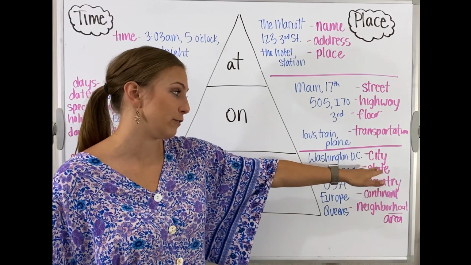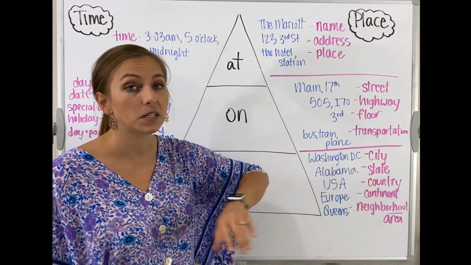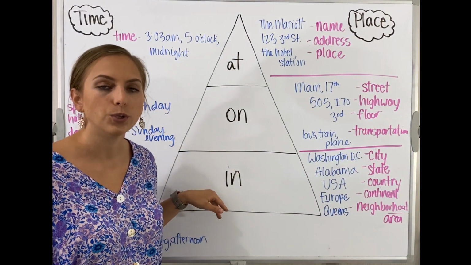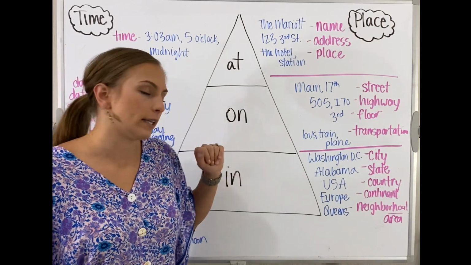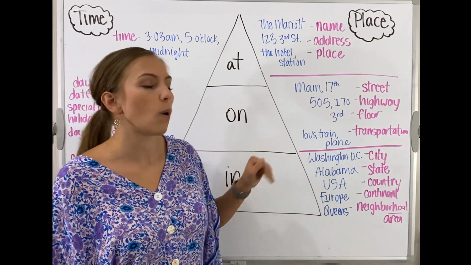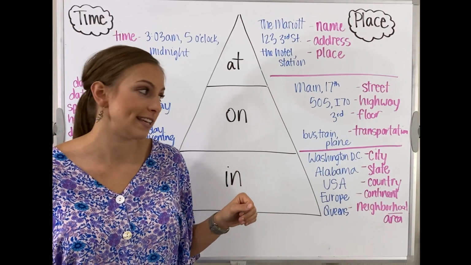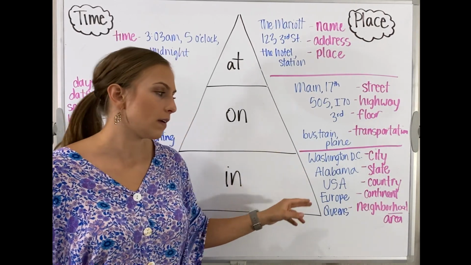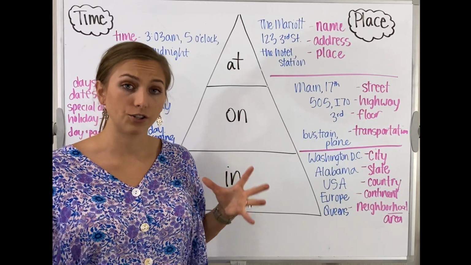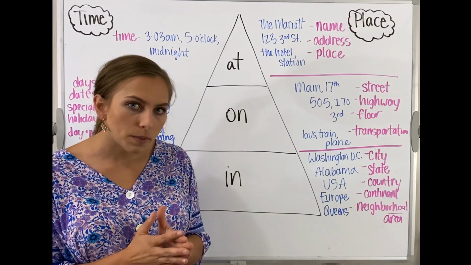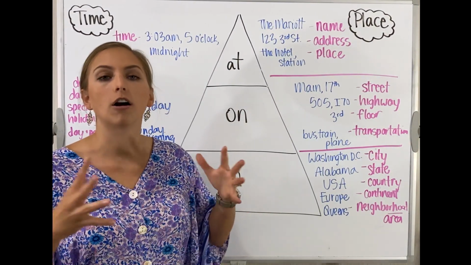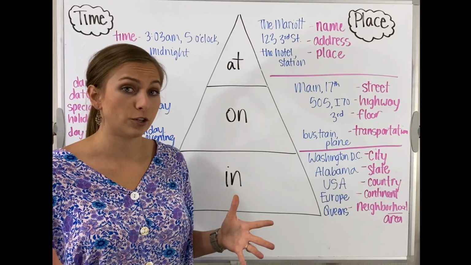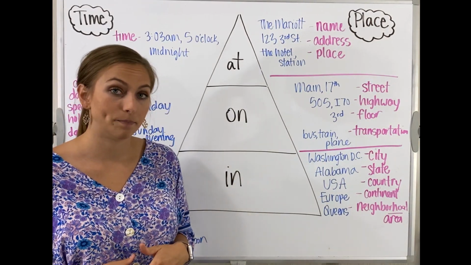A state, or the city that you live in, we also use in. So Alabama is a state, or Washington, D.C. is a city. Again, all of these you can see are larger places. They're not specific, they're more general, they're larger. It's larger measurements, and that's why we use in.